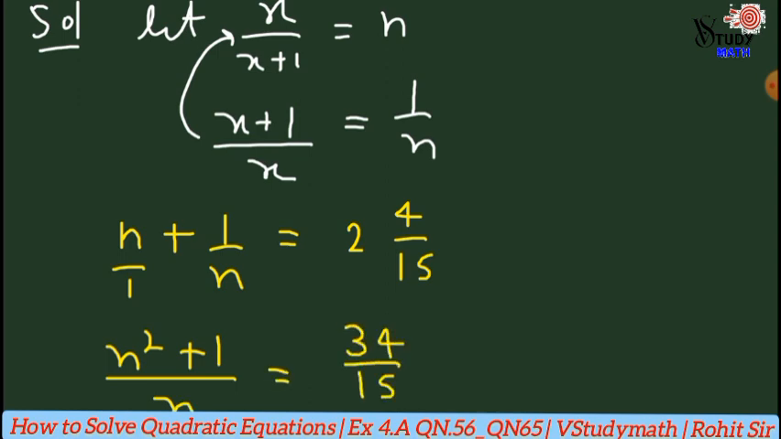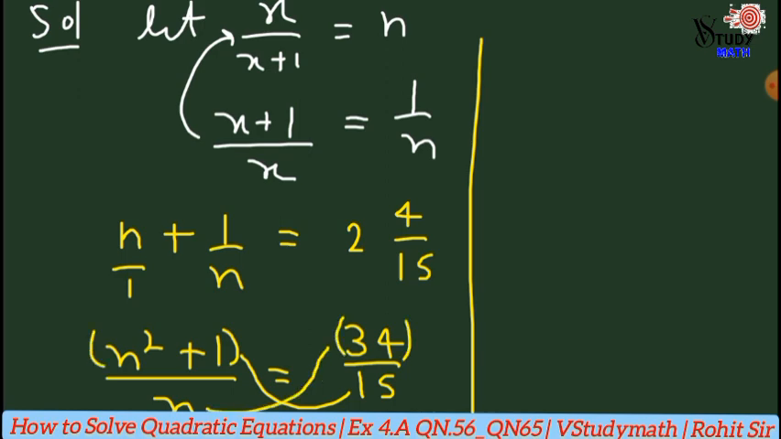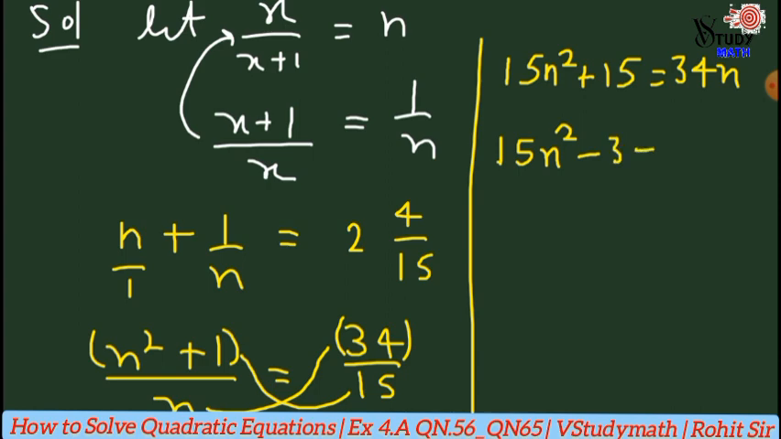Now make the quadratic equation by applying cross product. This 15 is going to multiply here and this n is going to multiply 34. Then we have 15n square plus 15 is equal to 34n. Now make the standard form of this quadratic equation. 15n square negative 34n positive 15 is equal to 0.